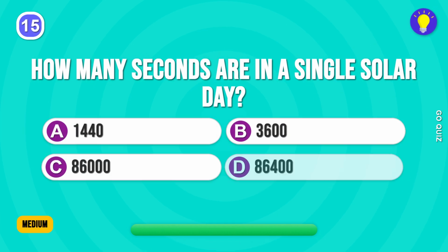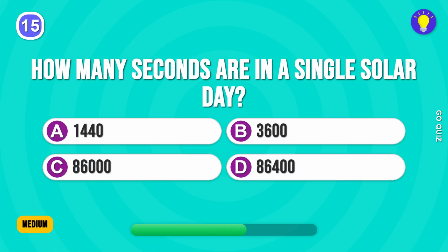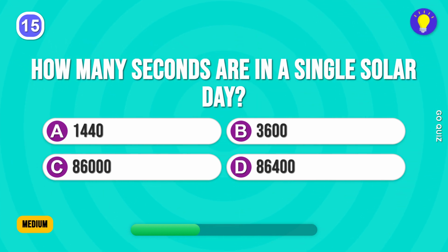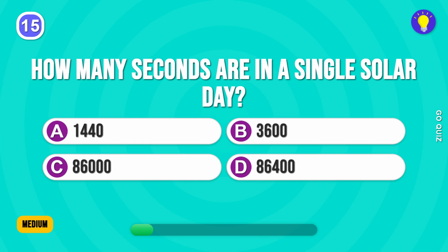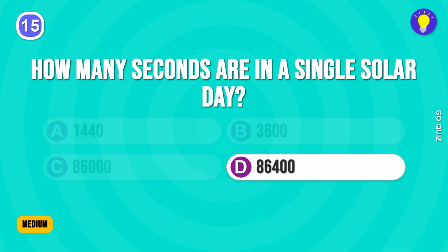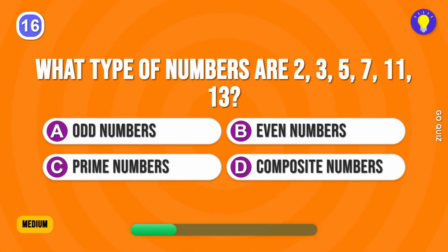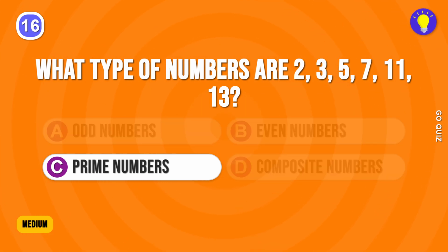How many seconds are in a single solar day? A day has 86,400 seconds. What type of numbers are 2, 3, 5, 7, 11, 13? Prime numbers are only divisible by 1 and themselves.